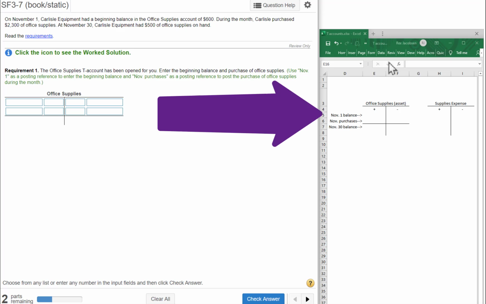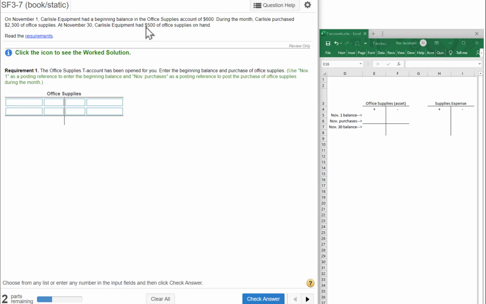All right, so over here on my piece of scratch paper, I've got the office supplies account, and notice I'm reminding you that it's an asset, and because it's an asset, its plus is on the left and minus is on the right. And our job is to put in the balances. So I had a beginning balance in office supplies of $600. So here I'm going to place $600. That's our November 1 balance.